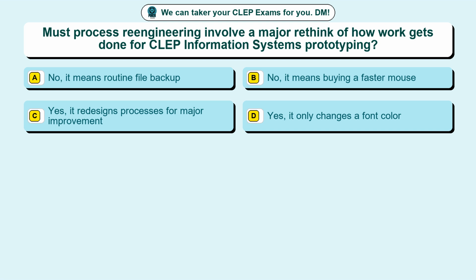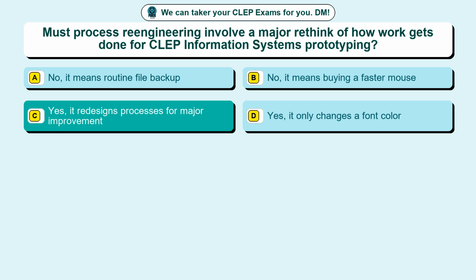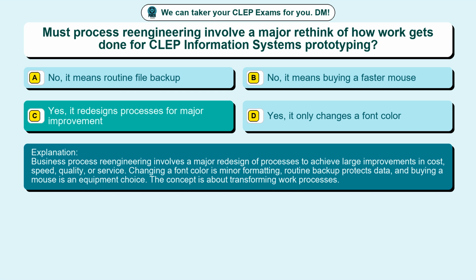Option D. Yes, it only changes a font color. The correct answer is option C. Yes, it redesigns processes for major improvement. Business process reengineering involves a major redesign of processes to achieve large improvements in cost, speed, quality, or service. Changing a font color is minor formatting, routine backup protects data, and buying a mouse is an equipment choice. The concept is about transforming work processes.